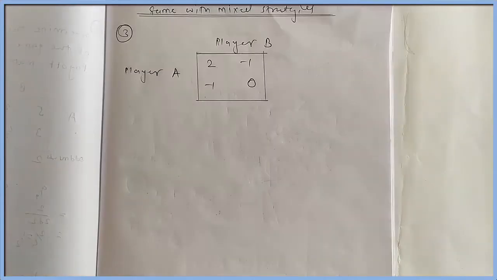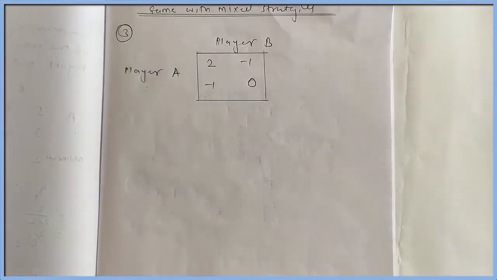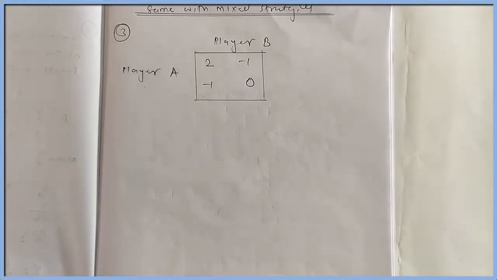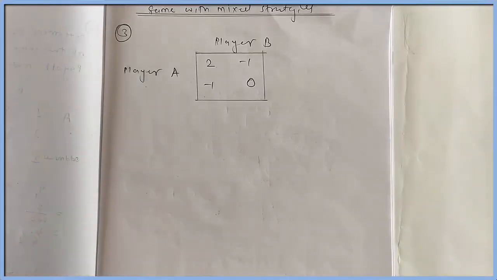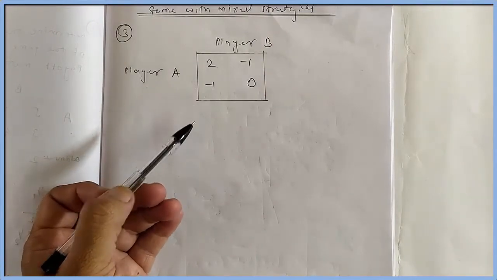Now look at the third example of the mixed strategies, player A and player B. Now for this mixed strategies also, first of all check whether this game has saddle point or not. For that purpose calculate the max min value and min max value. Suppose max min value is equal to min max value, then we can say that the game has saddle point. Otherwise, if max min value is not equal to min max value, then game has no saddle point. Now if you check this game, then this game has no saddle point. Therefore we will go for the mixed strategies.